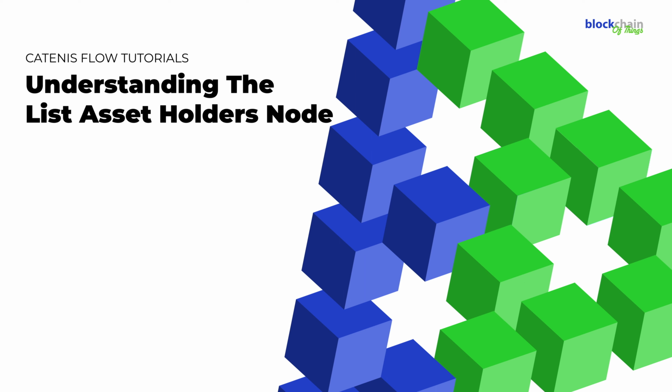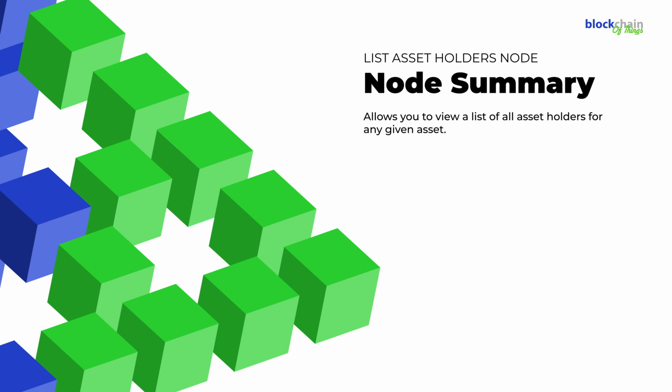This tutorial will teach you about the List Asset Holders node and how it's used in Catenis Flow. The List Asset Holders node on Catenis Flow allows you to view a list of all asset holders for any given asset. It returns any device which owns a non-zero amount of the asset ID you are looking up.